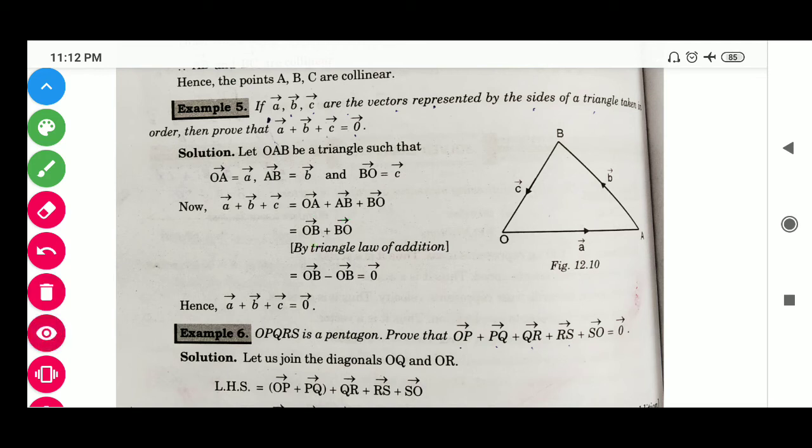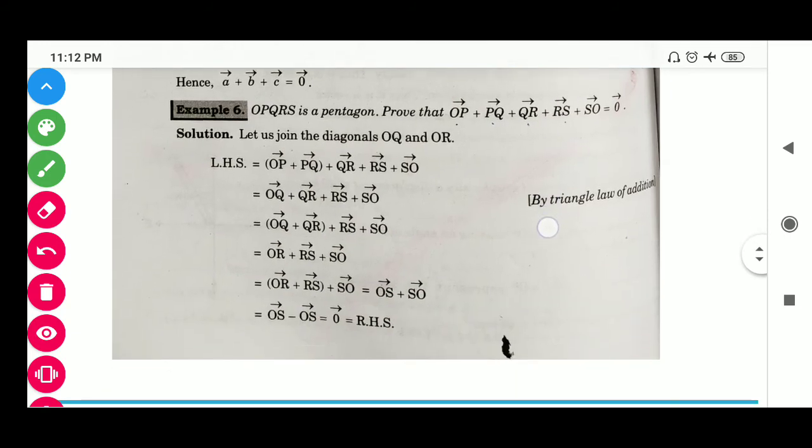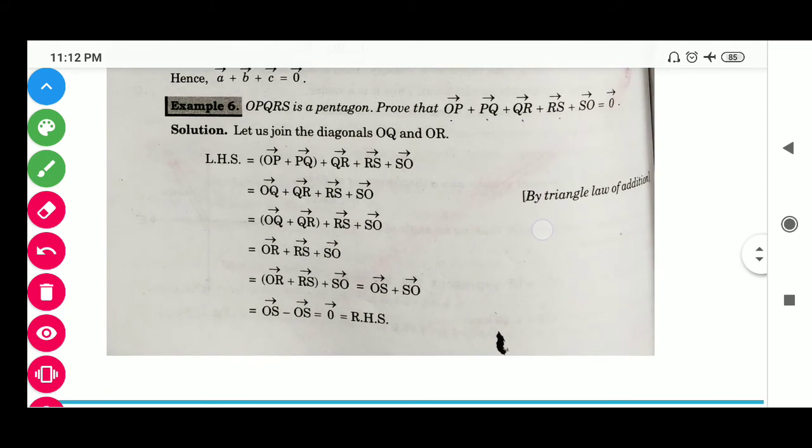In this way our answer is 0. And here I am sharing you the next question. This is the same question. Here we have a pentagon. By adding these sides of the pentagon in the same direction, if we are moving, then it gives the result 0.